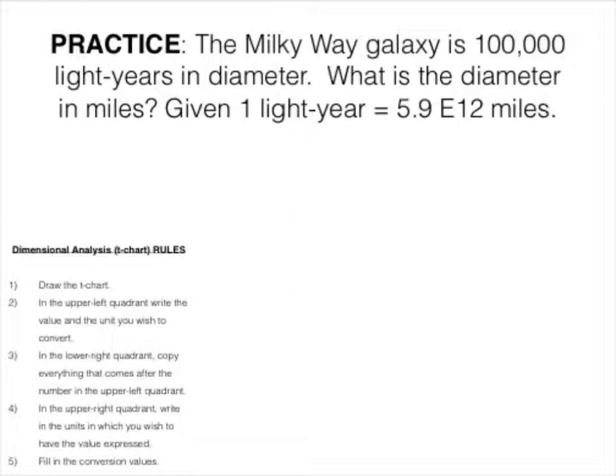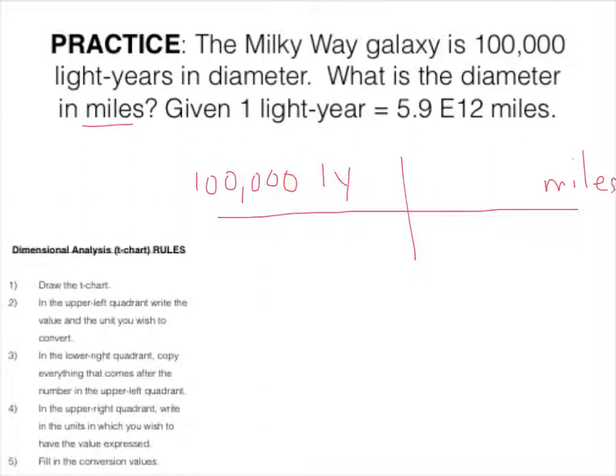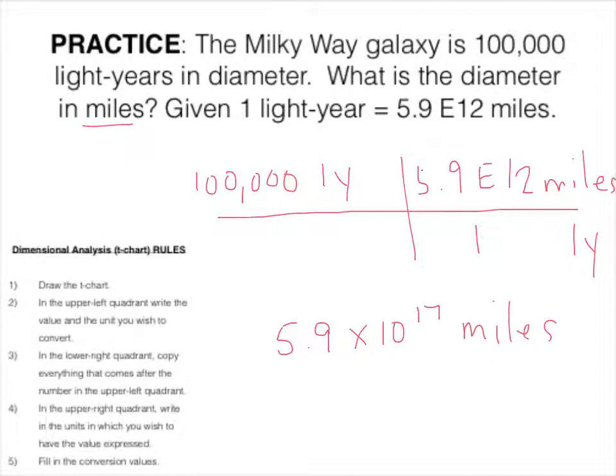All right, welcome back. So let's do our calculation. We start with our T-chart. 100,000 light years across. We want to change this into miles, so miles is going on top. Then we want to copy everything that comes after this number, so that's our light years, down here. And just as before, 1 light year is 5.9 E12 miles. After we do our calculation, we end up with the diameter of the Milky Way galaxy being 5.9 times 10 to the 17th miles. So not as big as the distance to the Andromeda galaxy, but still a whopping large number.